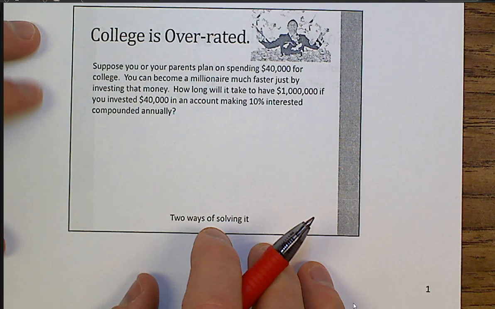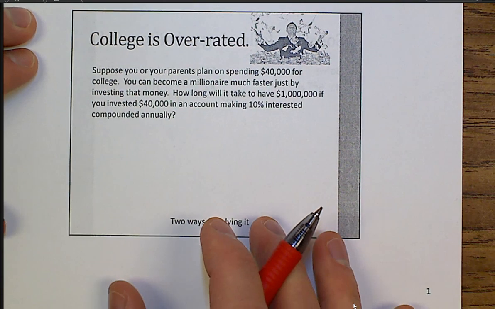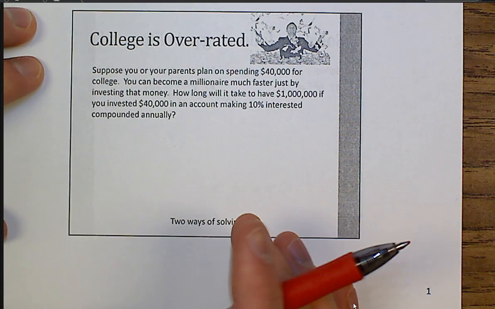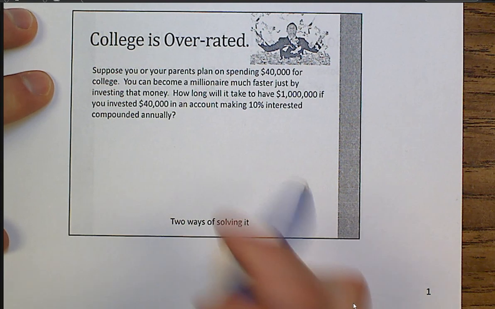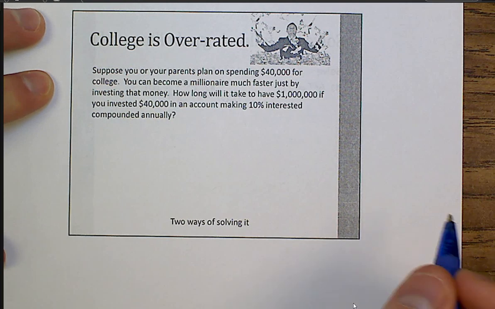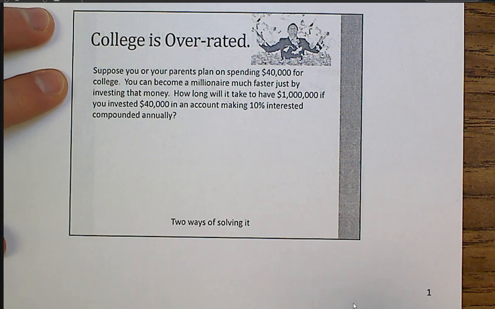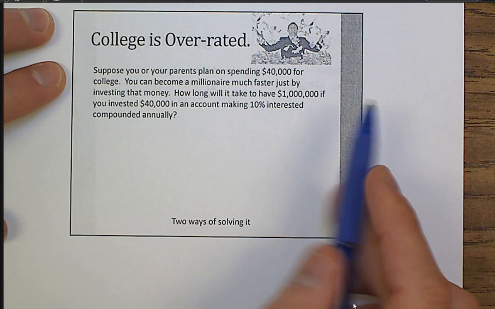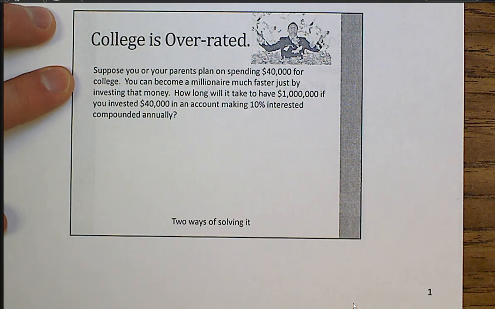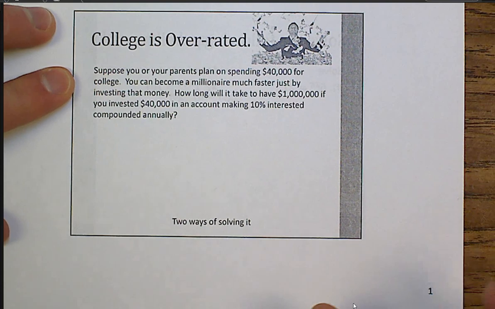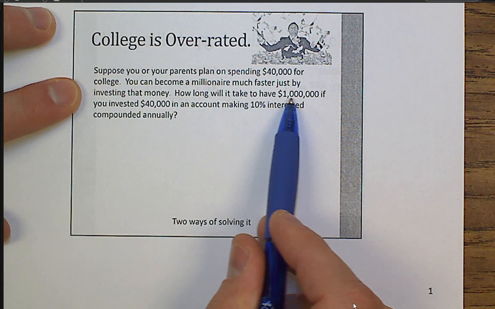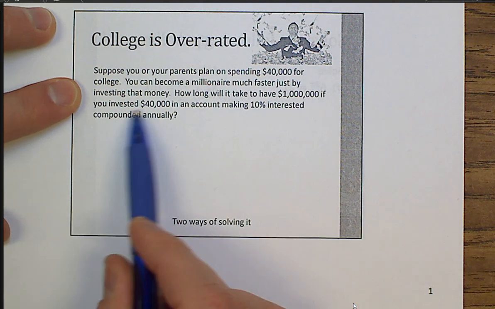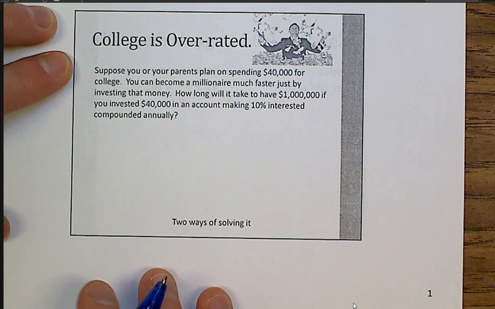So got a little situation here for you. It says, is college overrated? I would venture to say no. I know some people would argue, but we're going to go through 2 ways of solving this problem here. So let's go through it. Suppose you and your parents plan on spending $40,000 for college. All right, that's probably a little low. Some colleges are $40,000 a year, but you can become a millionaire much faster just by investing that money. How long would it take to have $1 million in your bank account if you invested that $40,000 into an account making 10% interest compounded annually?